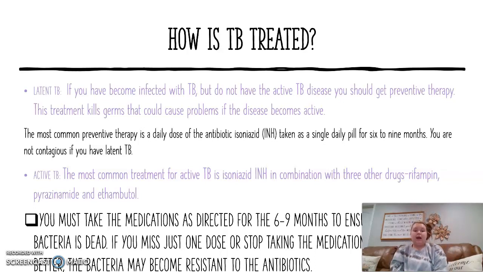but it can quickly become active and then become contagious. And then active TB, the most common treatment for active TB is also isoniazid, INH, in combination with 3 other drugs, rifampin, pyrazinamide, and ethambutol. You must take the medications as directed for the 6 to 9 or 9 to 12 months to ensure all of the TB bacteria is dead. If you miss just 1 dose or stop taking the medication once you feel better, the bacteria may become resistant to the antibiotics and be worthless.